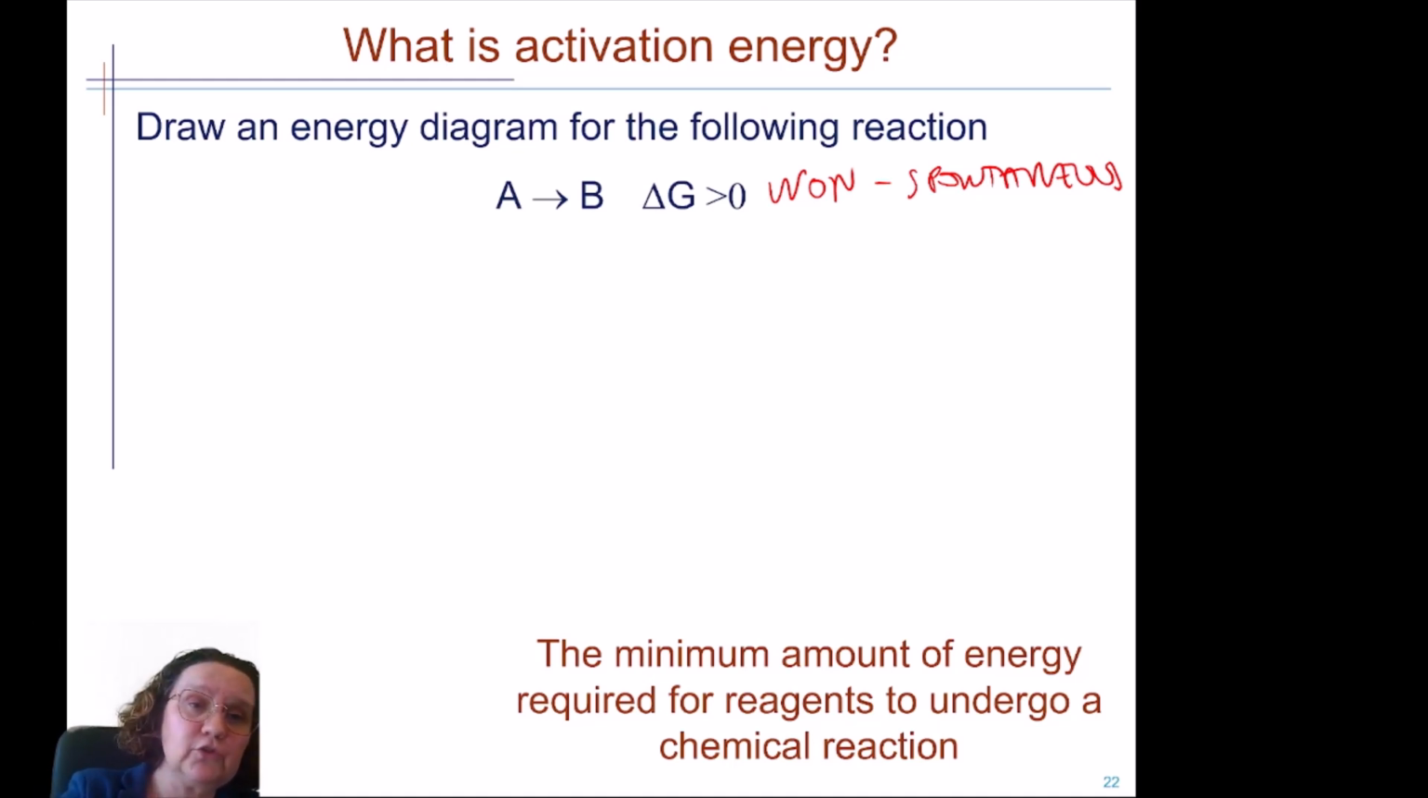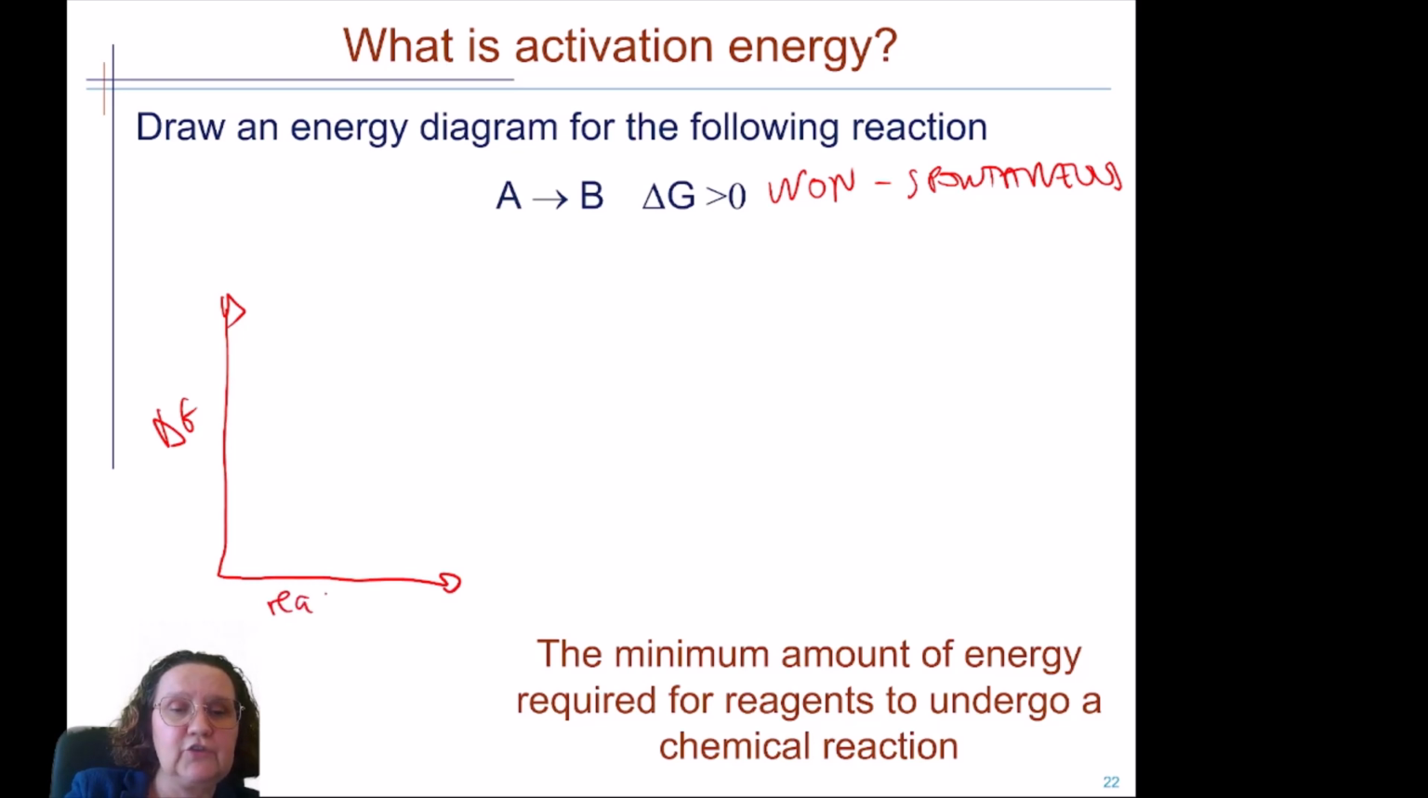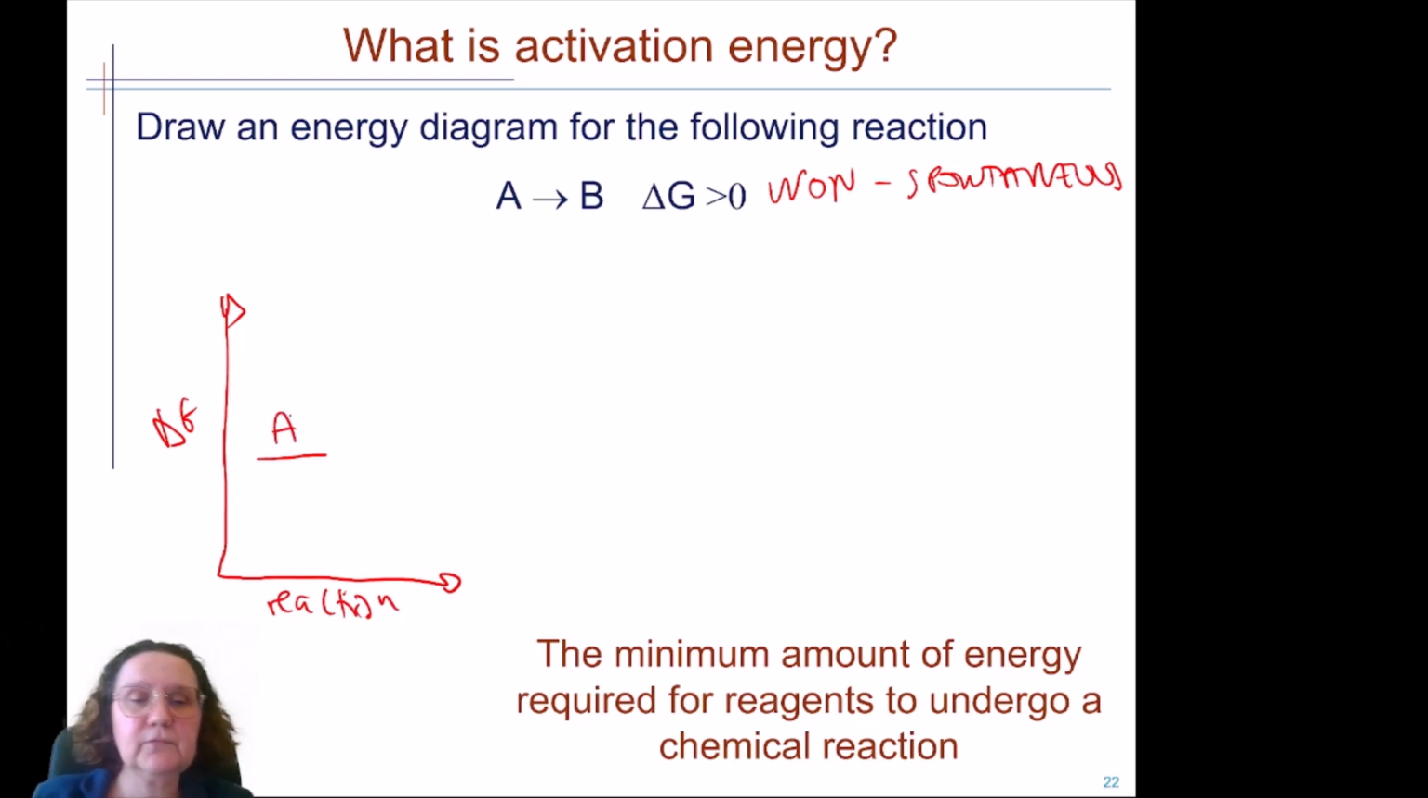So again, I'm going to draw my energy diagram in a similar way. So here is the change in free energy, and here is how the reaction progresses. And again, I'm going to draw my reagent here. Where would I put the product? Would I put it at a higher energy level than the reagent, or would I put it at a lower energy level? Have a think about it, and pick an answer. Stop the video now, please.